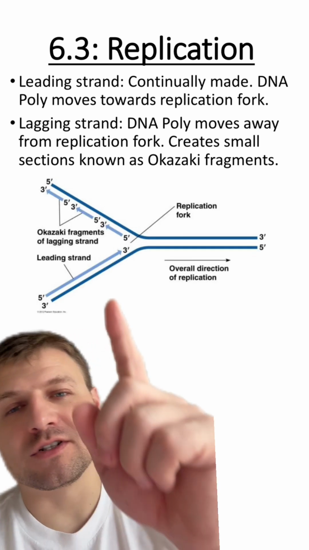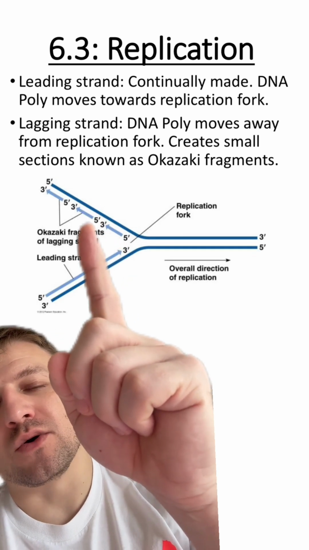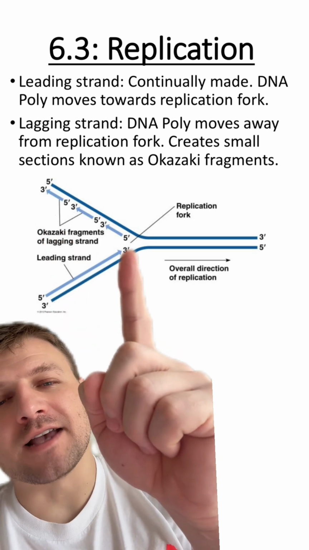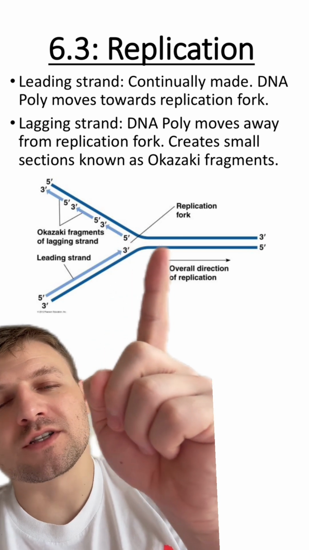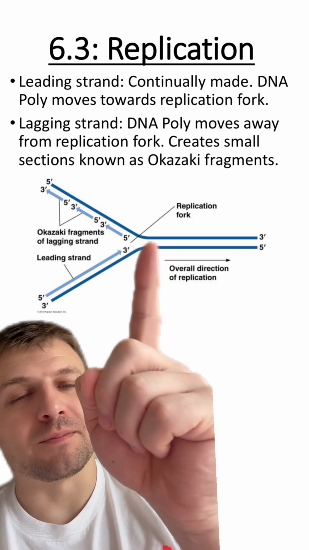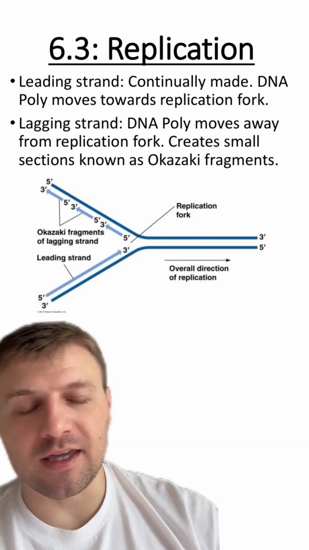The lagging strand is going to make these smaller sections known as Okazaki fragments, since as the replication fork opens up more and more of this DNA template, more is going to be available to be replicated, so we're going to create these Okazaki fragments.